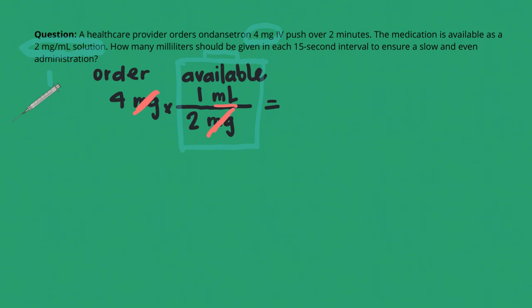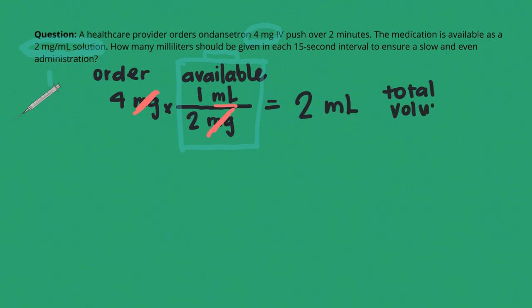So let's do these calculations. We have 4 milligrams times 1, divided by 2, and we are left with 2 milliliters for our syringe. So our syringe here, step 1, is going to be filled with 2 milliliters. That's our total volume to give.